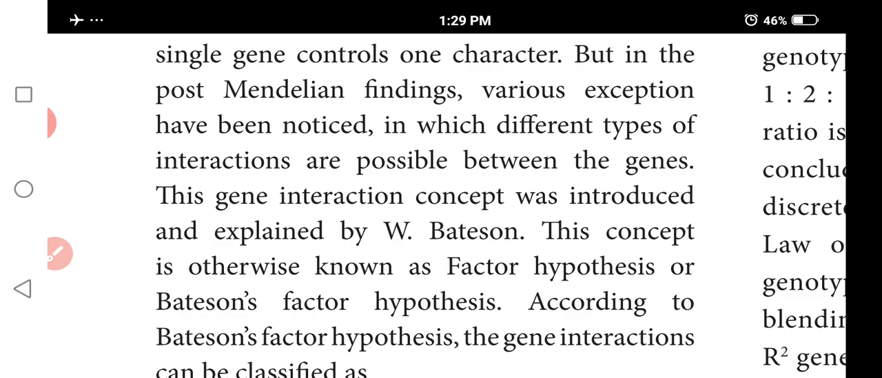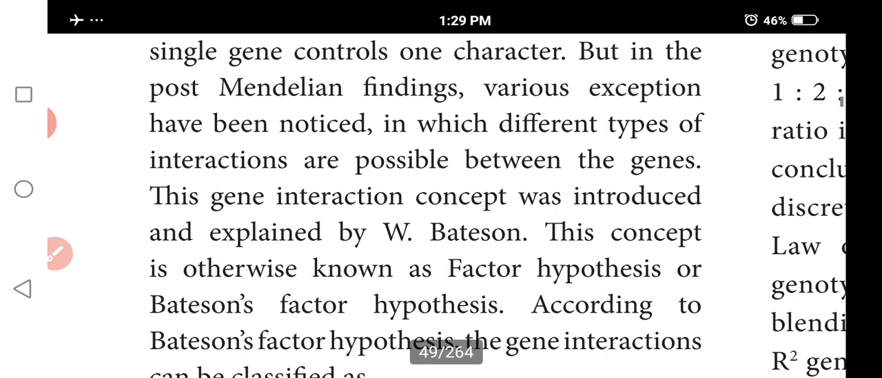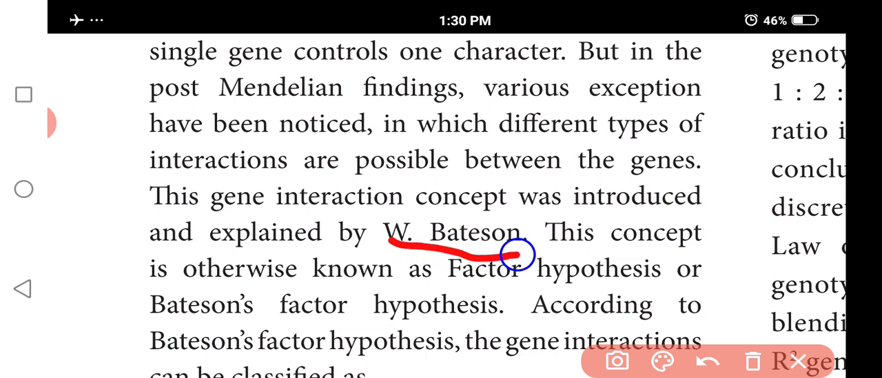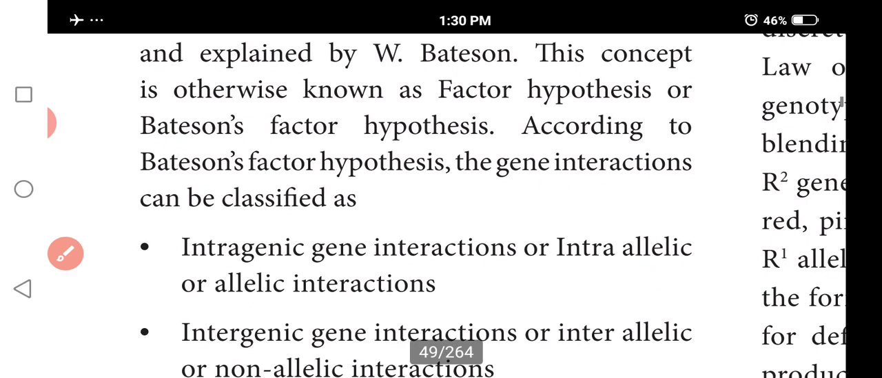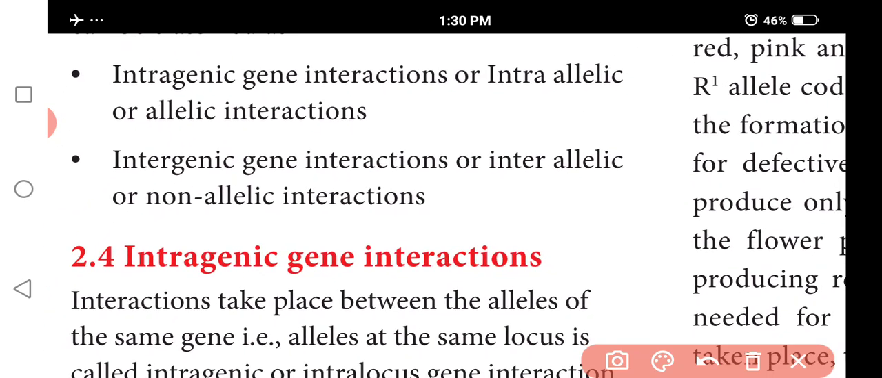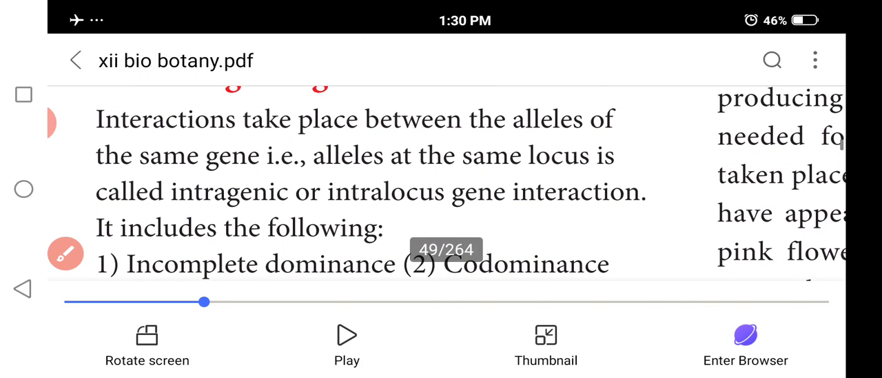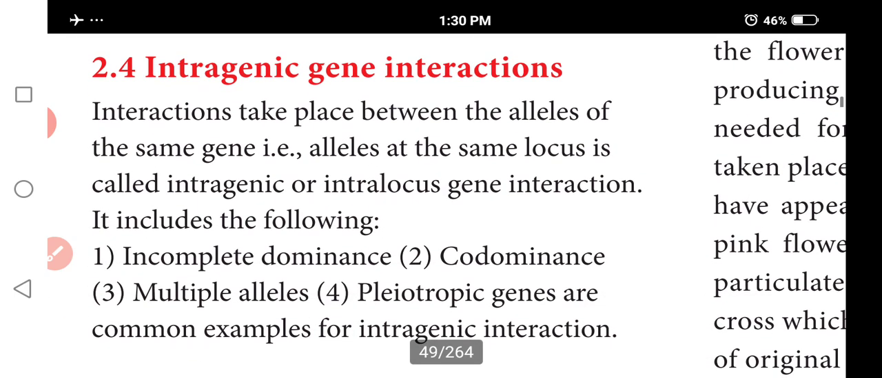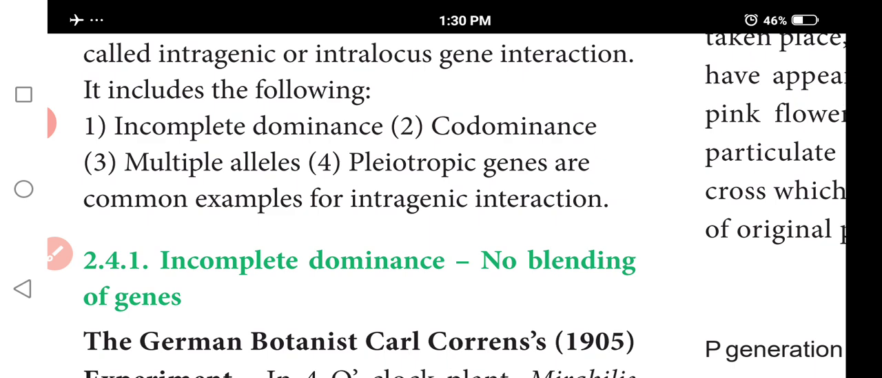These interactions were introduced by W. Bateson. The Bateson hypothesis is divided into two: intragenic interactions and intergenic interactions. Intragenic interaction means it takes place between the alleles of the same gene. For intragenic interactions, we have to discuss incomplete dominance, codominance, multiple alleles and pleiotropic genes.